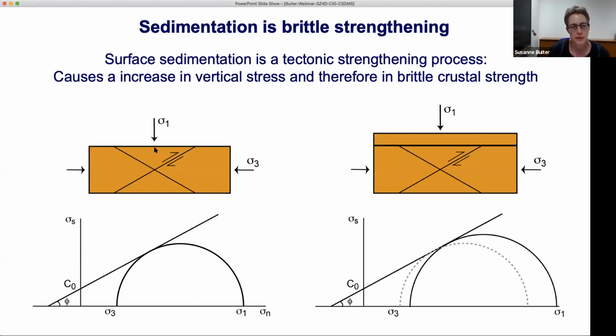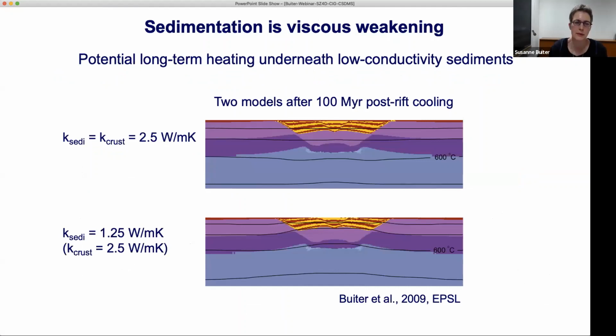So if I have a block here that's at the verge of failure, with my sigma 1, sigma 3 in more space, if I add sediments, I'm increasing my sigma 1 and my Mohr circle will shift towards the right. And that means that I need larger differential stress to bring the material to failure. So sedimentation, the adding of material, has the effect to make the crust underneath stronger in a brittle sense. But opposing that is an effect where sedimentation can make the crust underneath weak in a viscous sense.